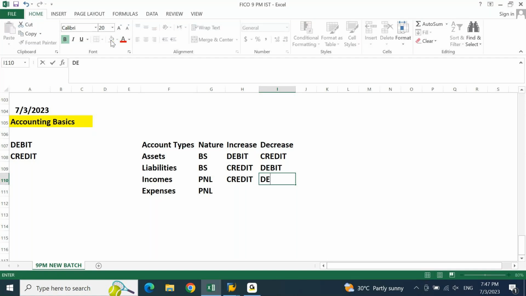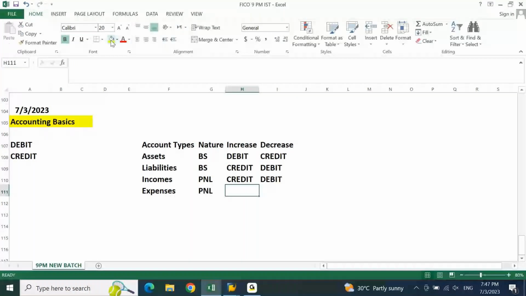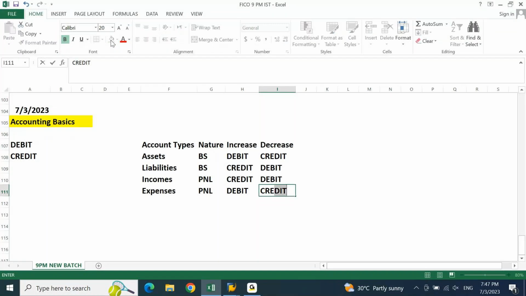Similarly, when it comes to your expenses, if your expenses are increasing, are we going to debit your expense or credit your expense? Debit. You are going to debit your expense if your expense is increasing. Similarly, if your expenses are decreasing, we are going to credit the expenses.